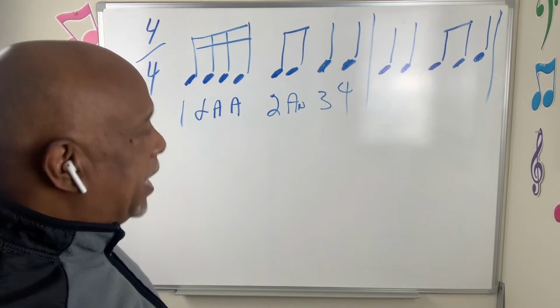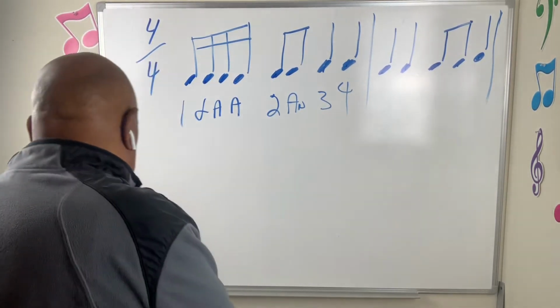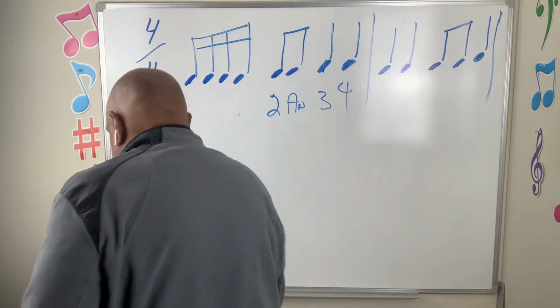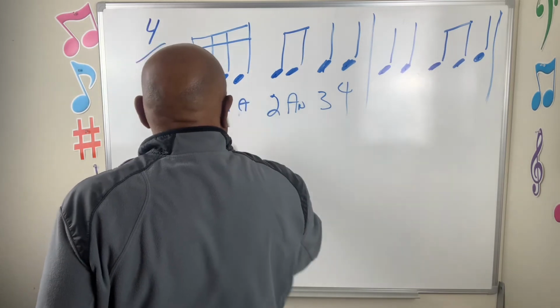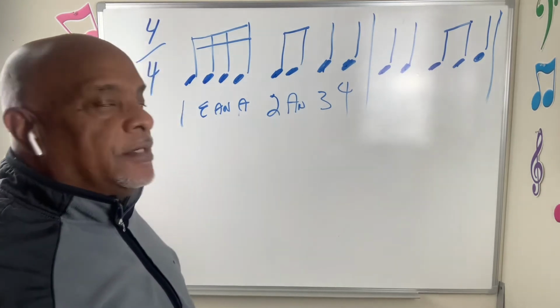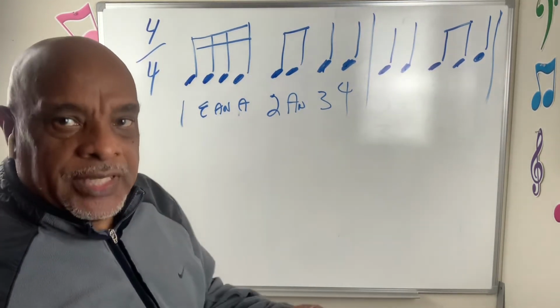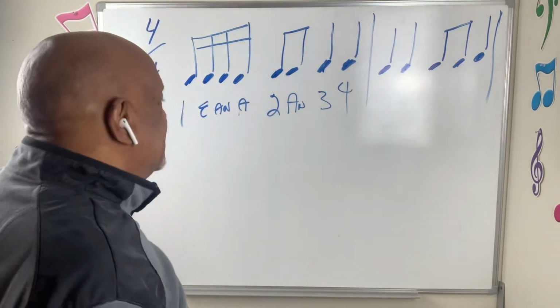1 E and a 2 and 3, 4. Let me put the E up there. E and a. Okay? So that's 1 E and a 2 and 3, 4. Kind of catch a little rhythm, huh? All right, let's go on.